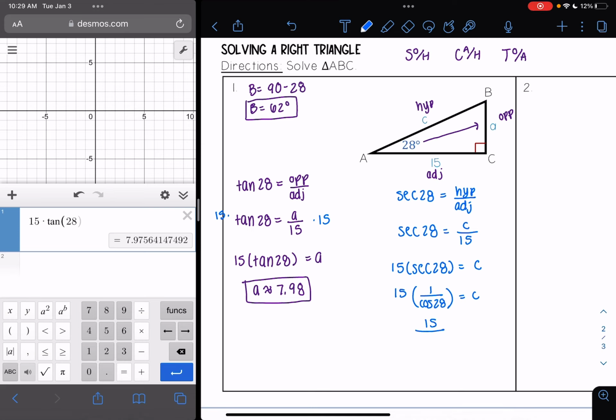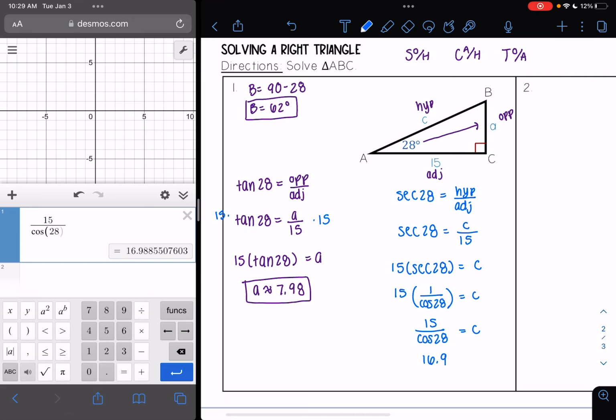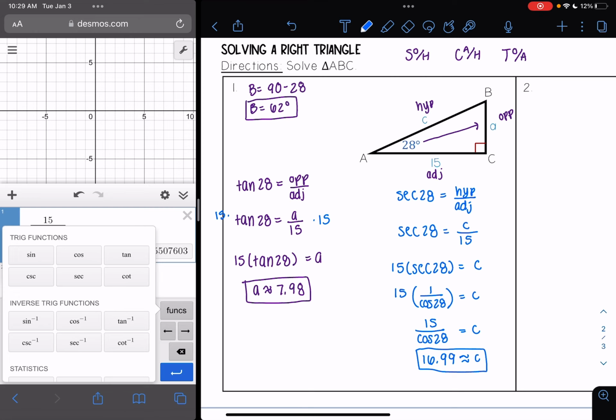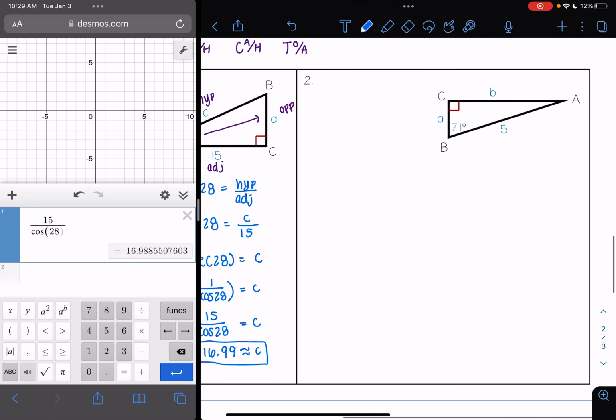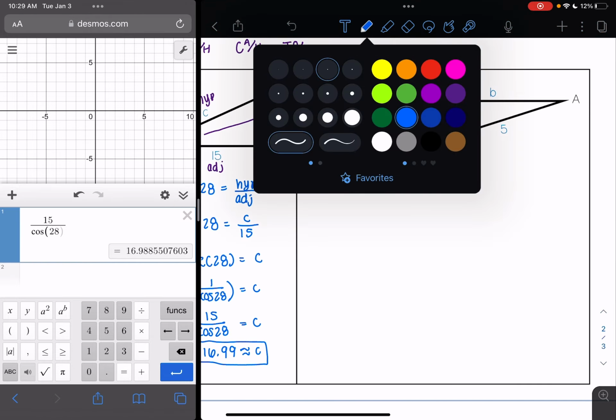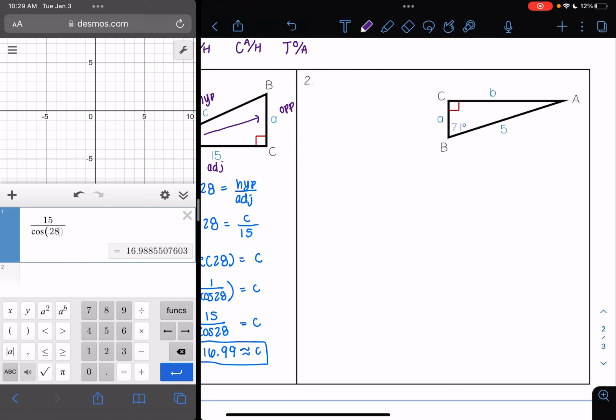And so I have 15 divided by cosine of 28 is equal to c. And so doing that, I have 15 divided by cosine of 28. And so I get that c is approximately 16.99. So that's one way you can do it. Your calculator also does know what secant is. You see that is one of the functions, so we could have just gone straight to doing that. So that is one way you can do it. With the next problem, I'll show a different way if we don't have our known measurement in the denominator.